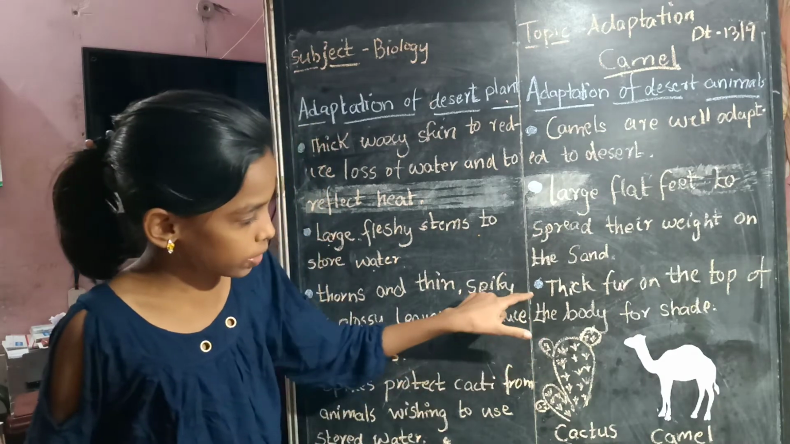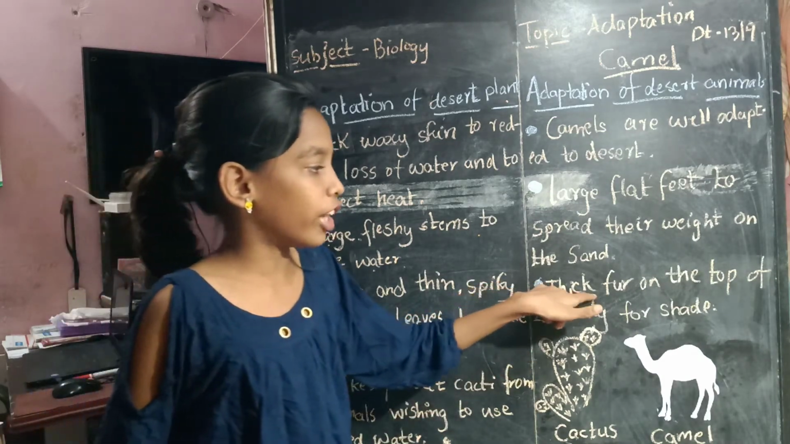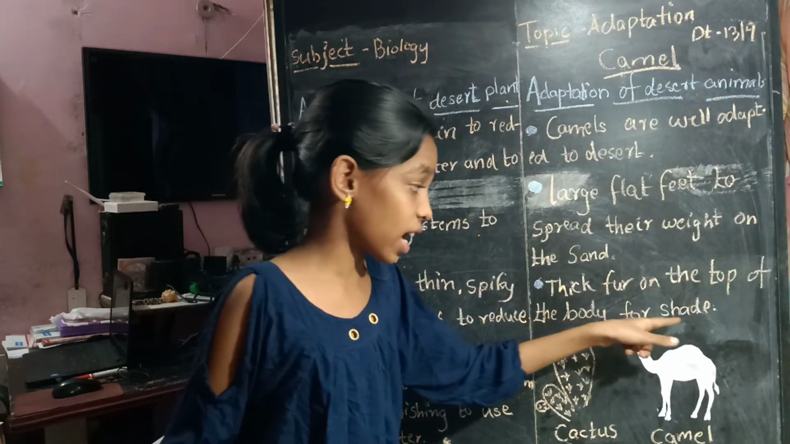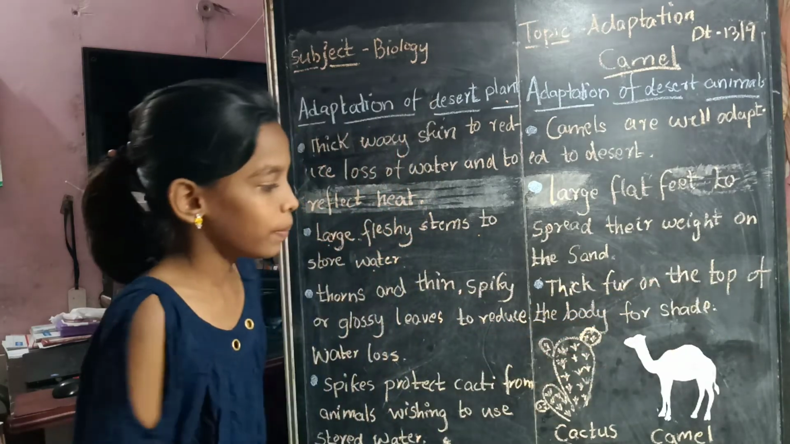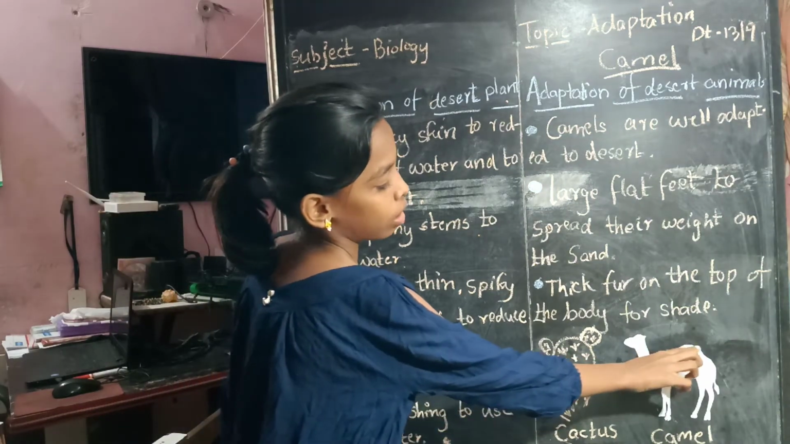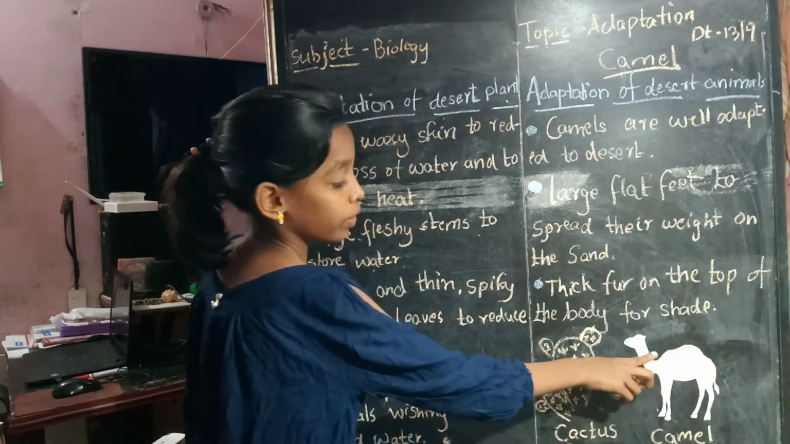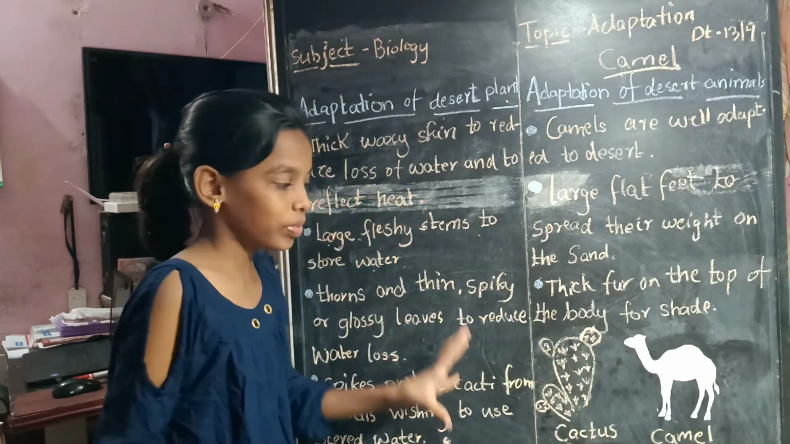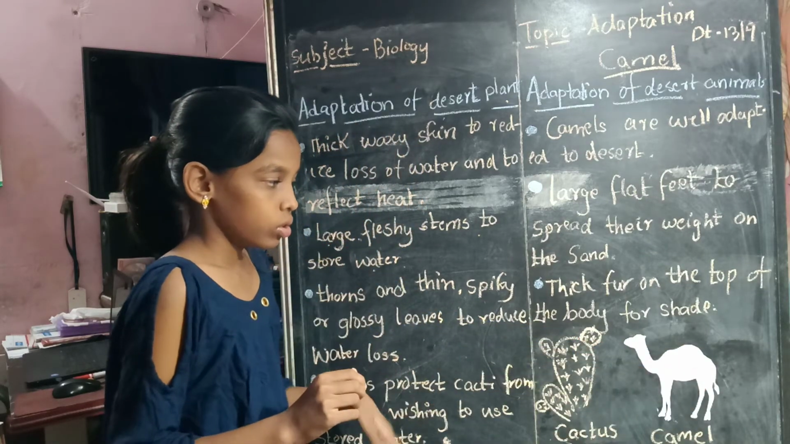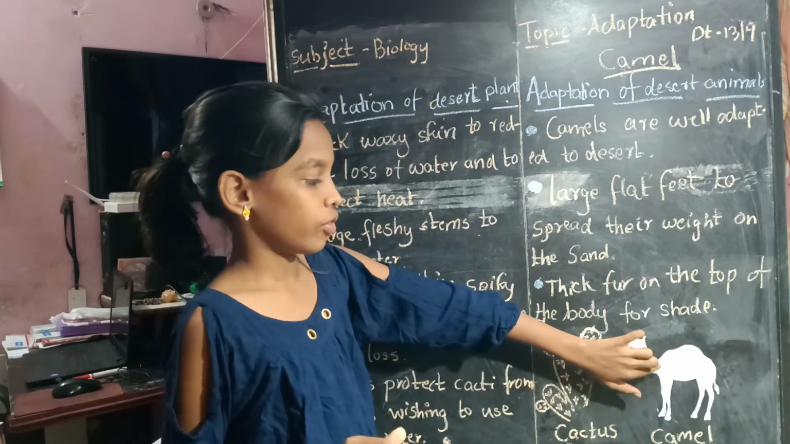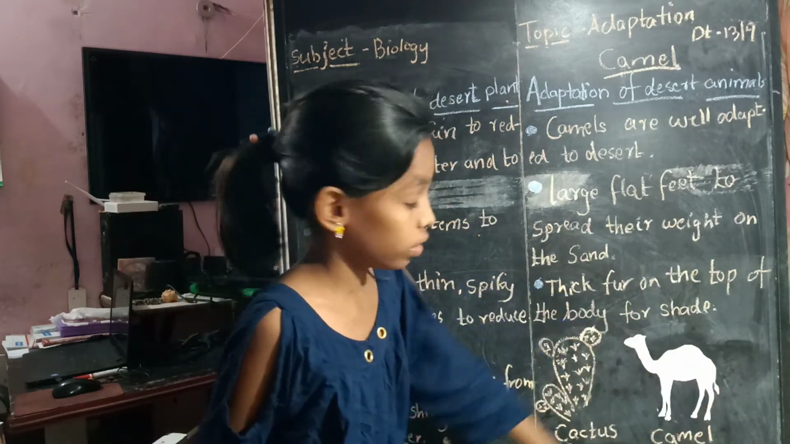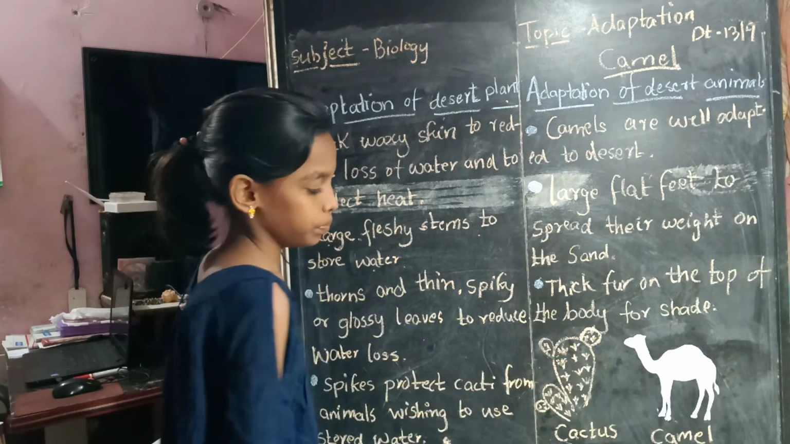The last point is thick fur on the top of the body for shade. The topmost part of the body will have some thick fur for shade, and it will help to prevent the heat.